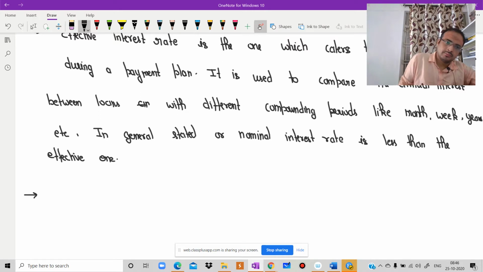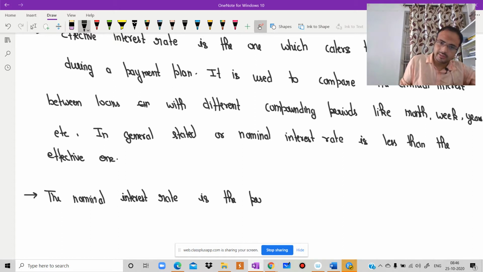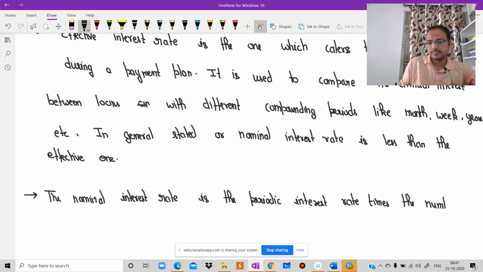Next point, the nominal interest rate is the periodic interest rate times the number of periods per year. I will take one example, then we will understand.